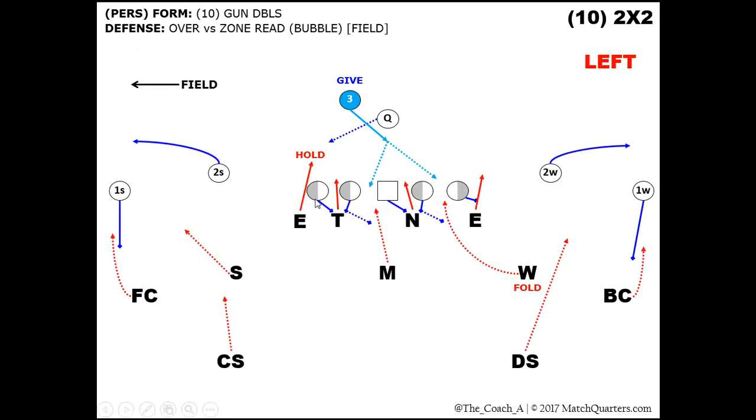Here's a quick look at a zone read. You're going to have a hold. You're going to have 3-on-2. So the quarterback is going to have to give it, which the Mike and the Will are now going to fold in, and they know exactly what they're going to do. So you're forcing the offense to do exactly what you want and make them left-handed.